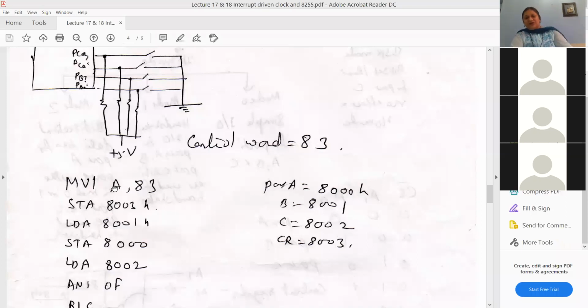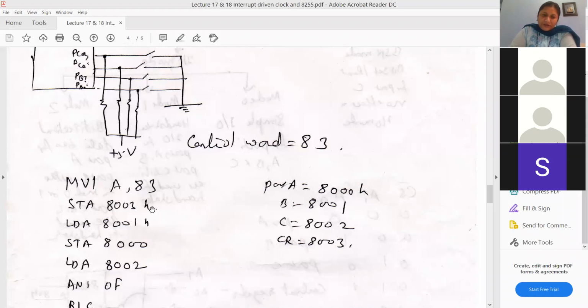So what is the address of the control register? If you start from 8000, the control register address will be 8003. If you start from 80, the control register address will be 83. First I have to put the control word so that the 8255 will understand which port is input and which port is output. If I am using a 16-bit address, my instruction should be STA. If I am using an 8-bit address, then my instruction should be OUT 83 hex. Understood?